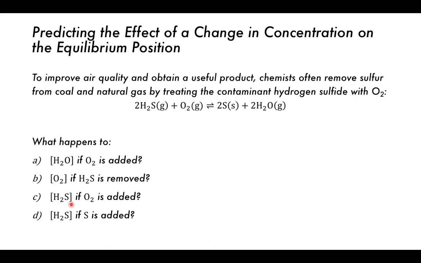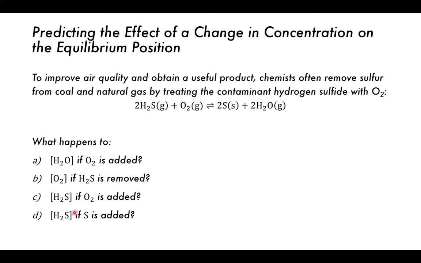Now, what happens to the concentration of H2S if O2 is added? H2S is here, and if we add more O2, then we're disturbing the equilibrium on this side. So we must move to the right, which means that this will be consumed. So the concentration of H2S will actually decrease because we only added O2. We did not add both.